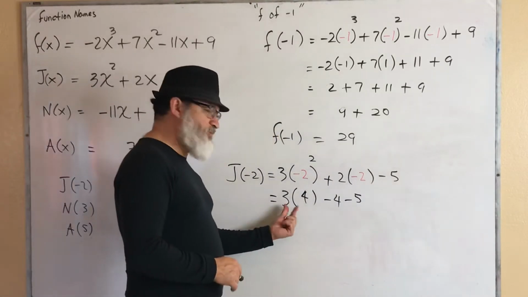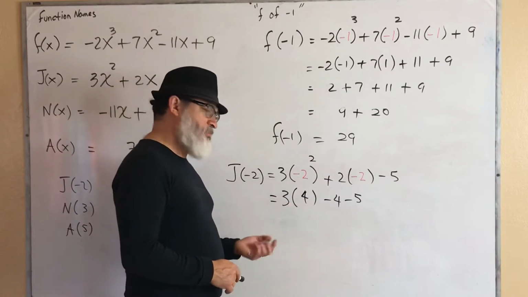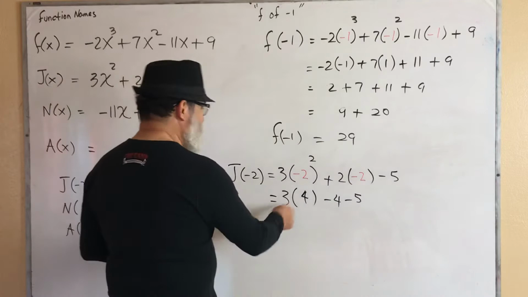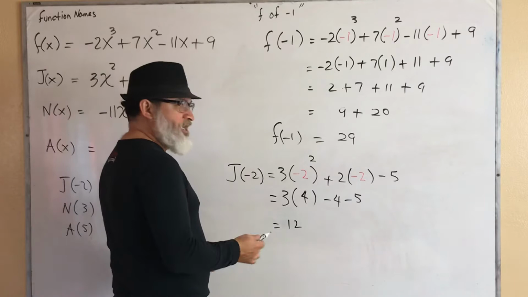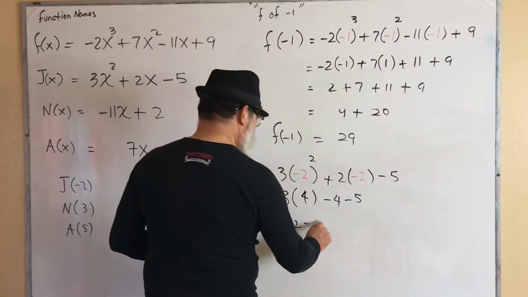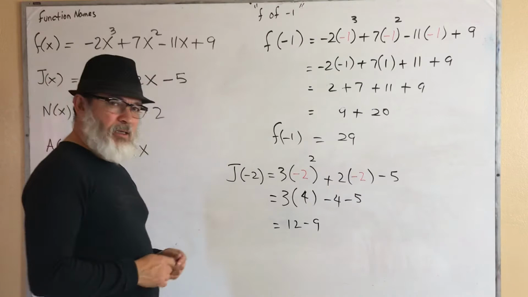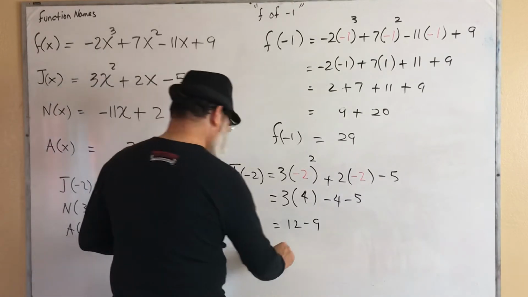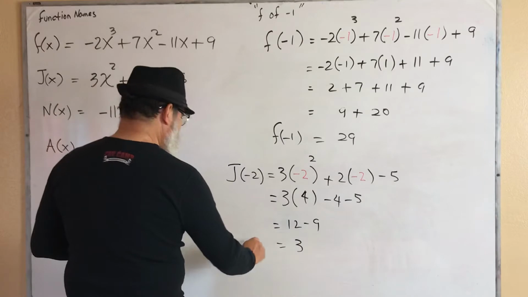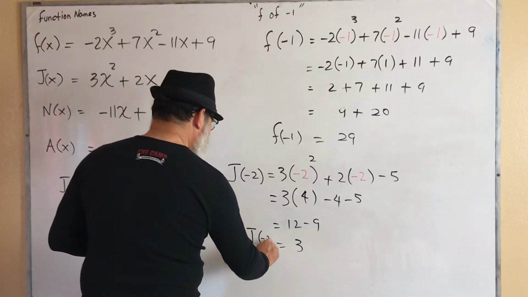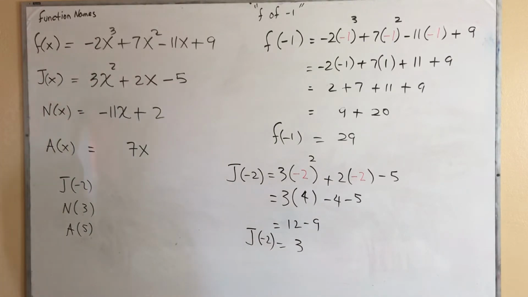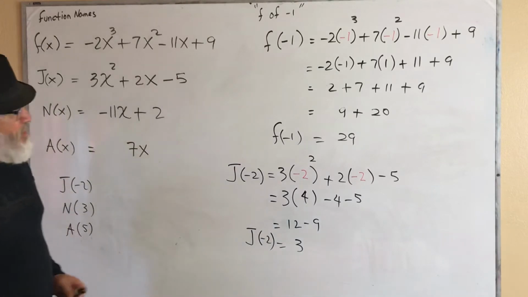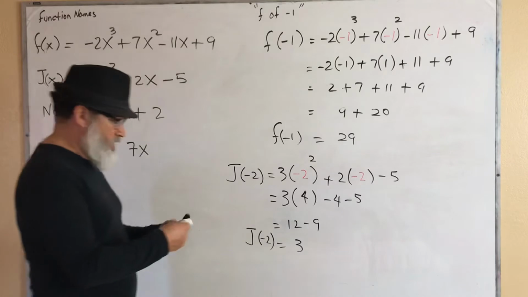I better multiply before, right? I better multiply before I add or subtract. So 3 times 4 is 12. And I can go ahead and add those two. What's -4 plus -5? Minus 9. Okay. 12 minus 9 is 3. So this is Jack of -2. All right? Okay, we can do the other ones, okay? Might as well do the other ones. I have to erase this, okay? I have no choice. Gotta erase this. Sorry.